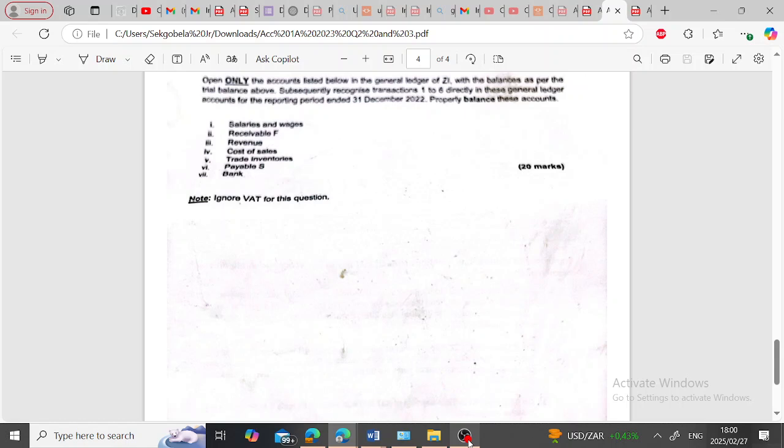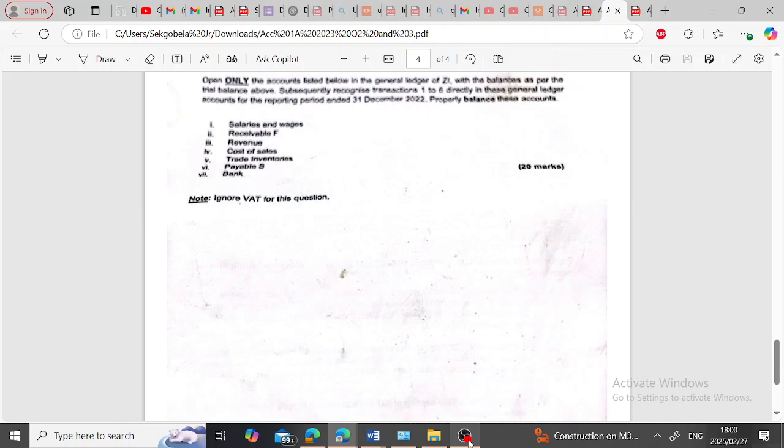Right? We have cost of sales. Cost of sales is an expense, and expenses increase on the debit side. So the balance should be where? Debit side. Trade inventories is an asset, and assets increase on the debit side. And then we have payables, which are liabilities. Liabilities increase on the credit side. Then we have bank, and bank increases on the debit side.